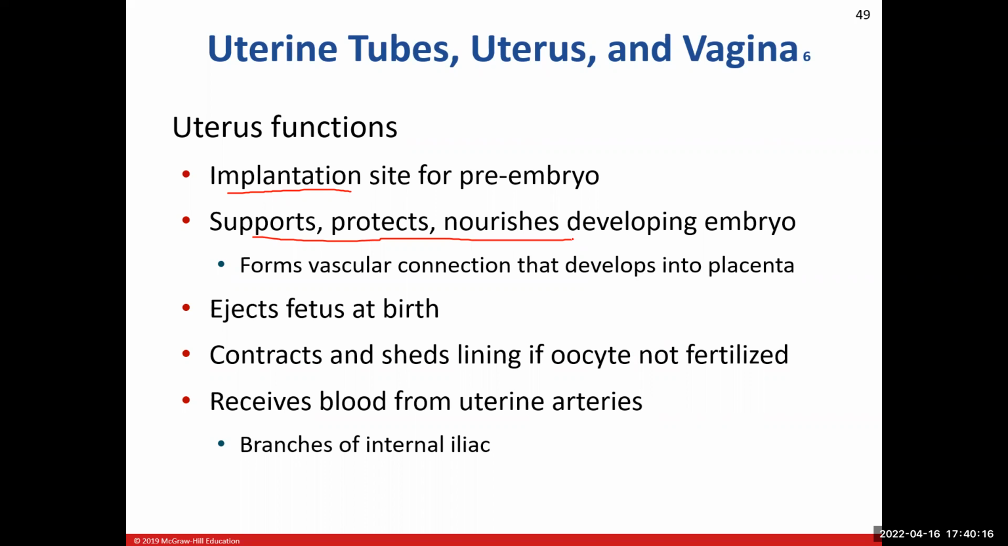The middle layer, those muscles there, will contract and relax, we call those contractions, and they'll help to expel the fetus and move the baby through the birth canal. If an oocyte is not fertilized, then we will see, during menstruation, the shedding of the functional layer, that's the innermost layer of the uterus, and the uterus helps with the shedding by contracting to try to eject it out of the lumen. And then finally, of course, it is an organ, so it needs blood, so it gets its blood from the uterine arteries that come off the internal iliac artery.